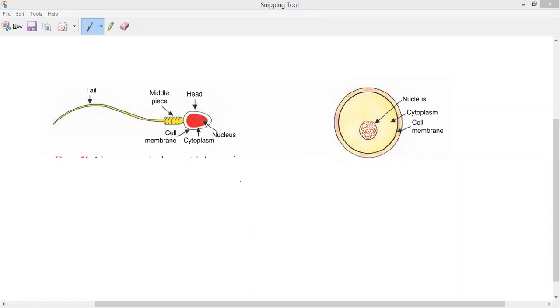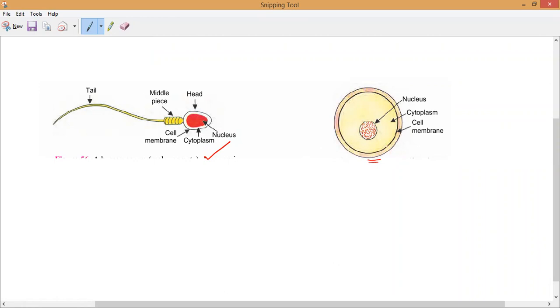Can anyone say what is the first diagram which you are seeing here? So this is what we used to call as, what is this? It is called a male cell, understand, sperm, and this is what we used to call as what? A female sex cell called ovum, or we can say egg.